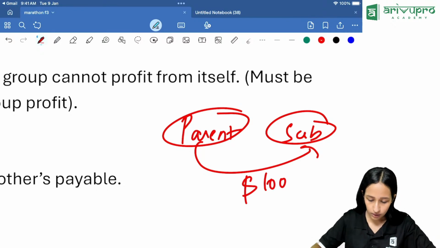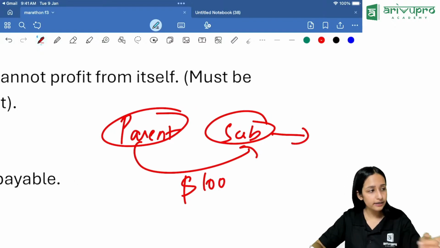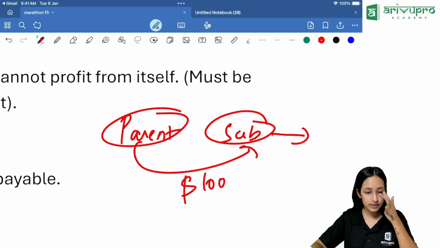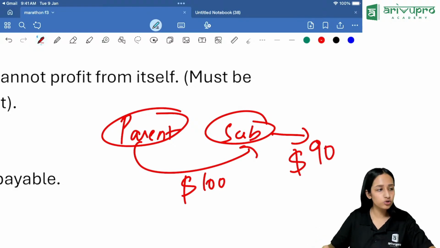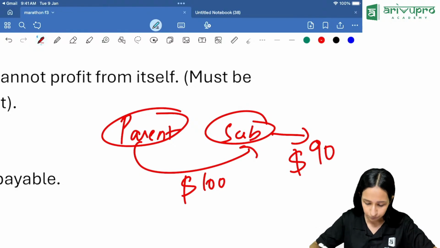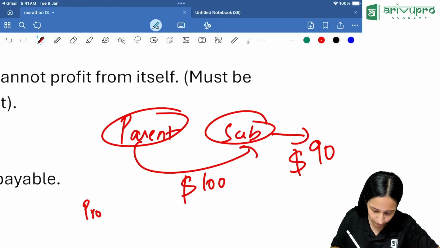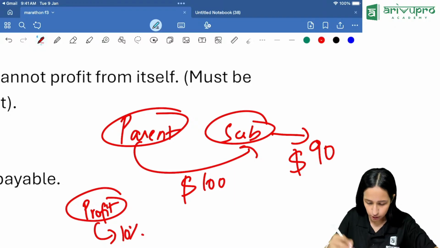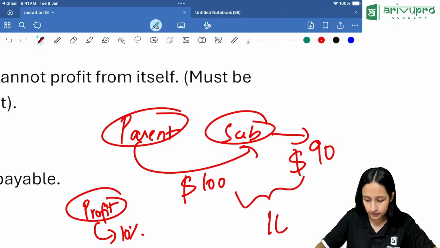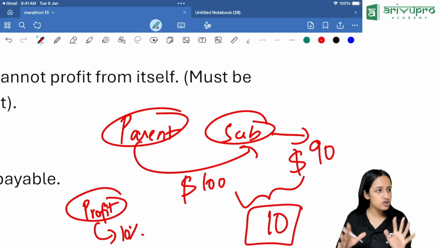Okay, now out of this, subsidiary should sell it to someone else. Subsidiary should sell it to its customer. He sold $90 worth of goods, right? Now let's say the profit margin that they can incur based on this is 10%. So now how much is the goods not sold? This remaining 10 is not actually sold, correct?